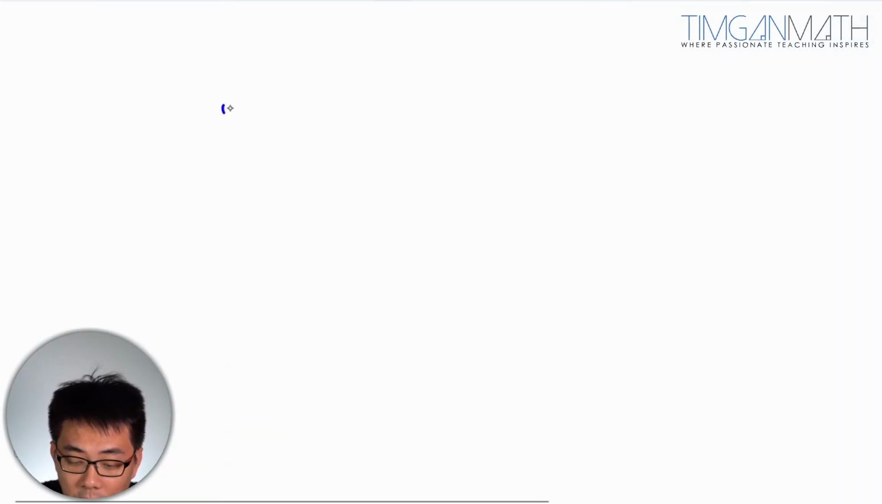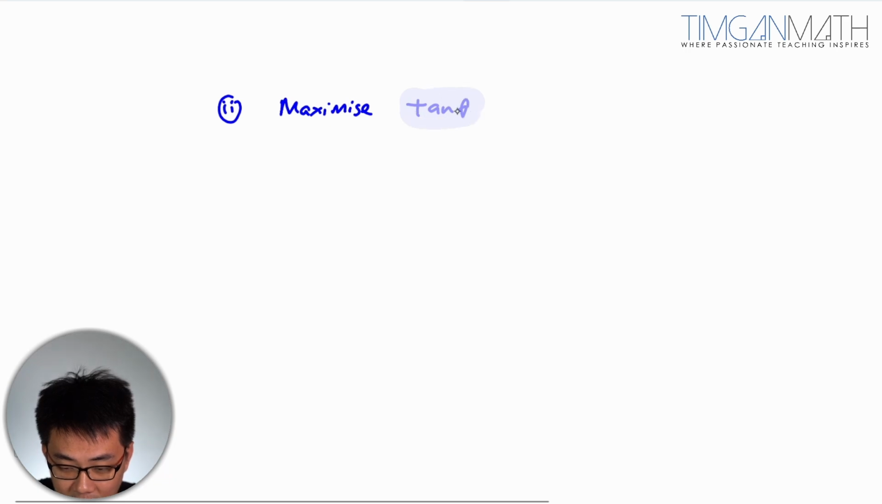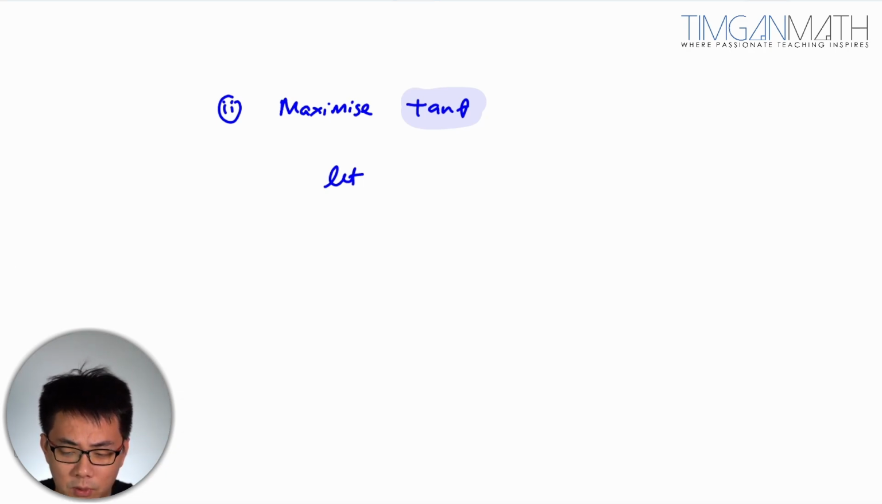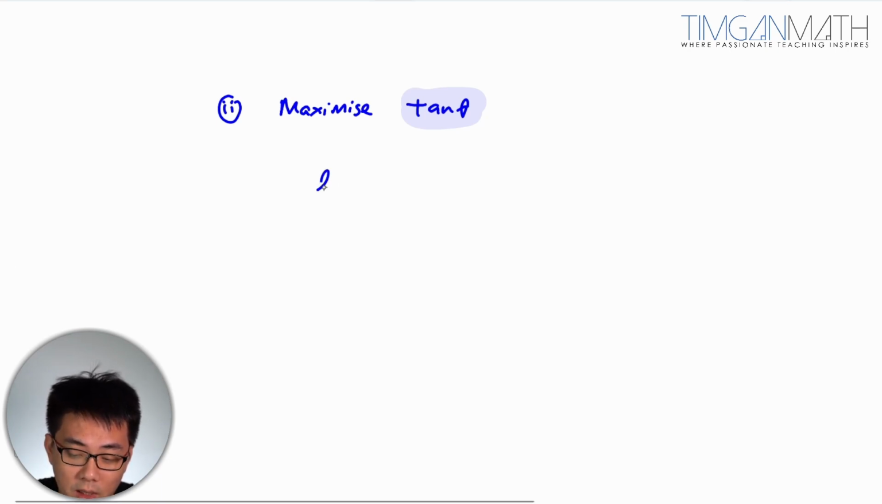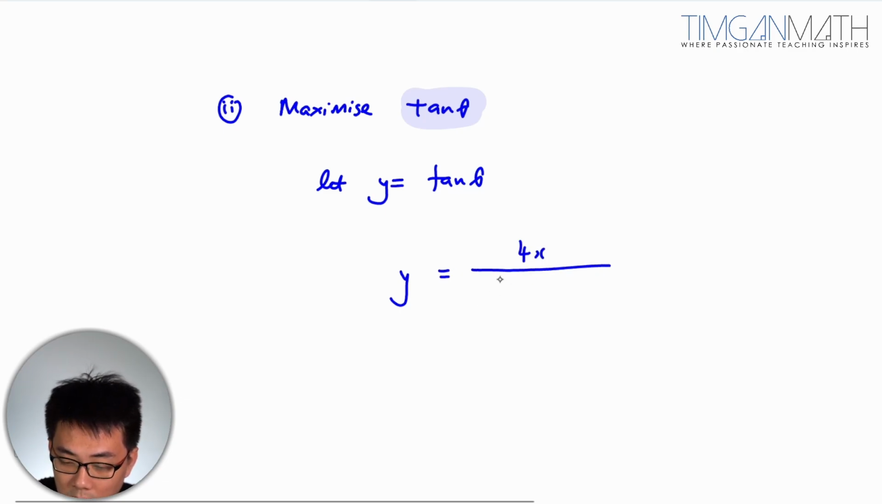Now, take note, we need to maximize tangent theta. You see this as an entity. If you are not too sure, you can just let y equal tangent theta. Many students would try to find the maximization of theta, but it's not that. You need to maximize tangent theta. So if you're afraid of getting confused, you just let y equal tangent theta. So y equals 4x over x squared plus 4a plus a squared.